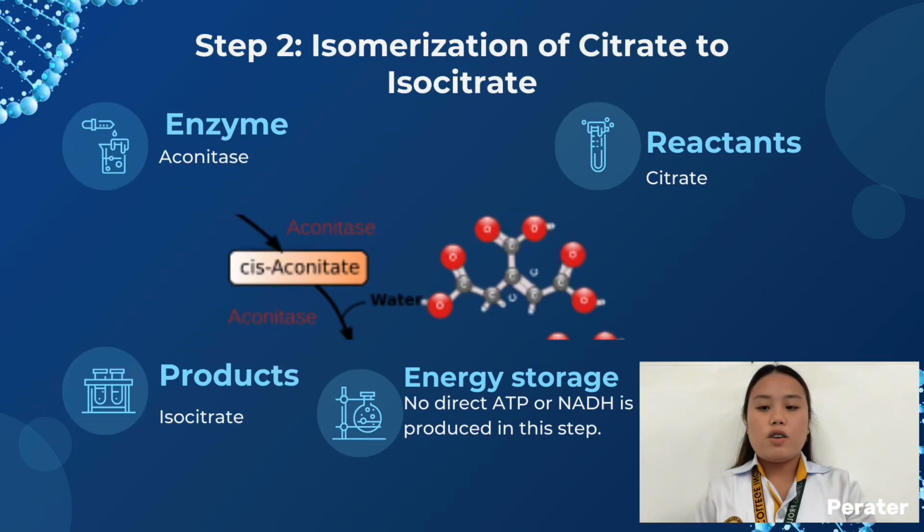Next, cis-aconitate undergoes rehydration, meaning it gains a water molecule again, but this time, the water molecule adds to the intermediate in a different position. This arrangement results in isocitrate, a 6-carbon molecule with a hydroxyl group, OH, on the second carbon, forming a secondary alcohol.